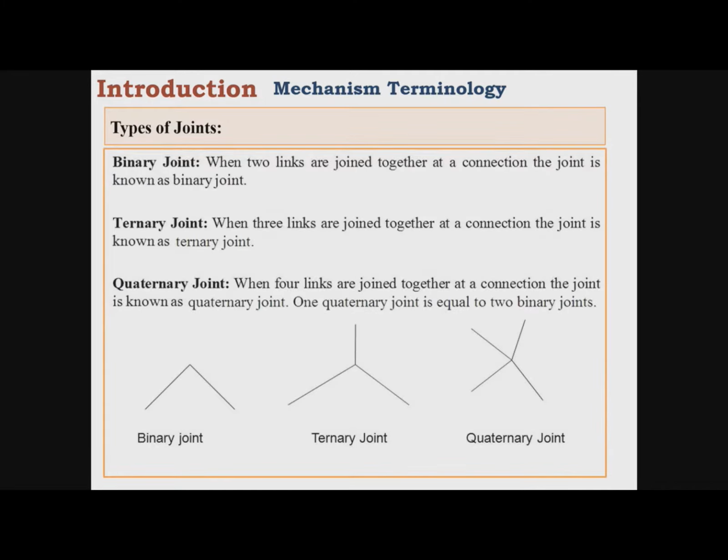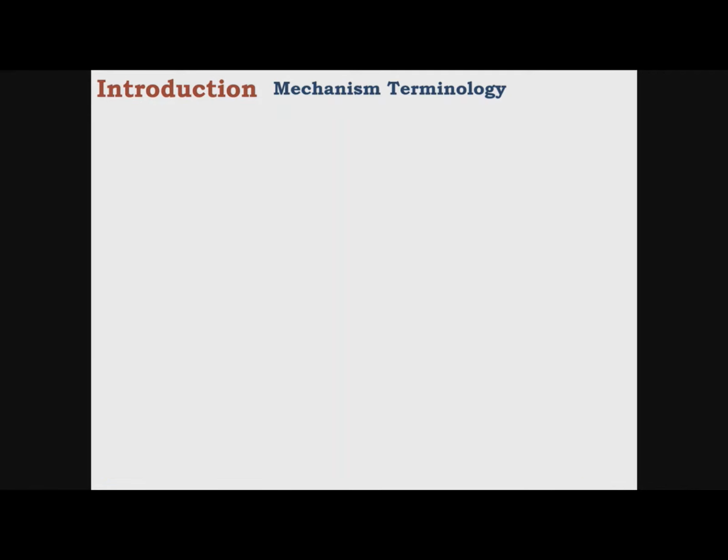Joints. Joints are classified as binary joints. So when 2 links are connected together, they form a binary joint. When 3 links are connected together, they form a ternary joint. 4 links connected together form a quaternary joint. And a quaternary joint is equivalent to 2 binary joints.